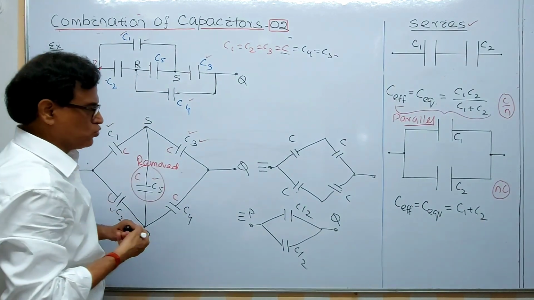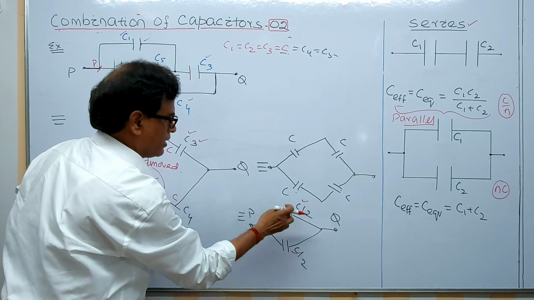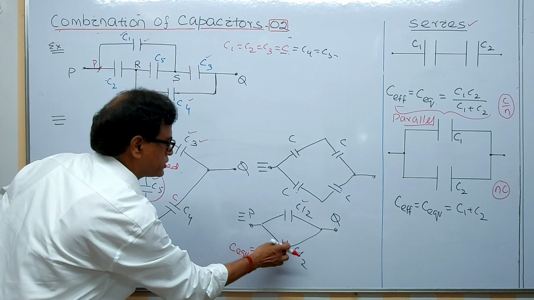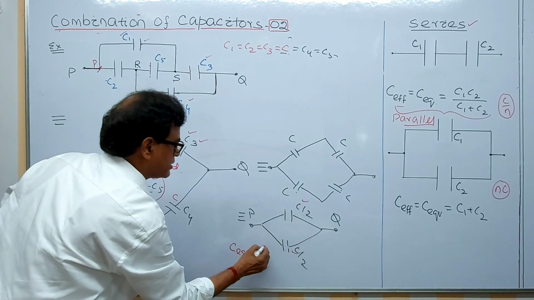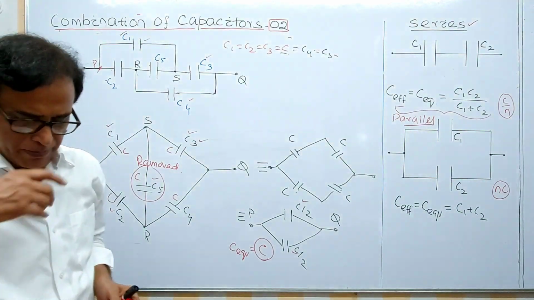Okay, and these two, this is C by 2, this is C by 2, C by 2, C by 2 in parallel. If C by 2 is C equivalent, will be C by 2, C by 2 in parallel. So this plus this is the equivalent capacitance. Again, you should remember this fact.